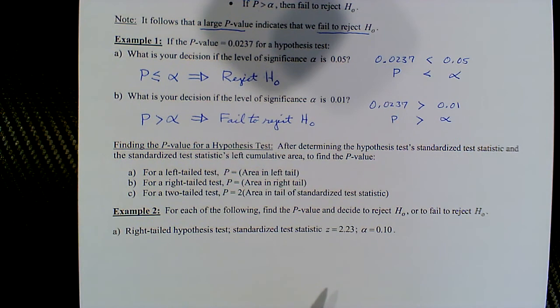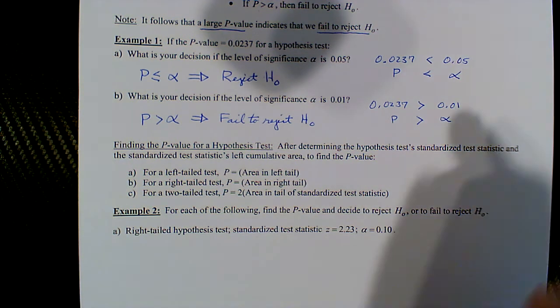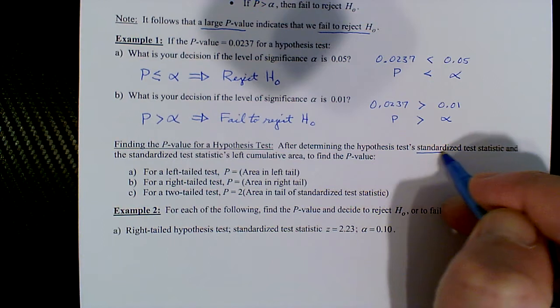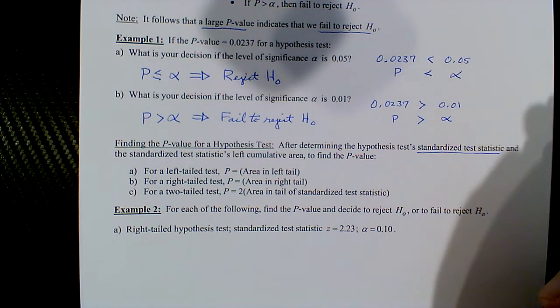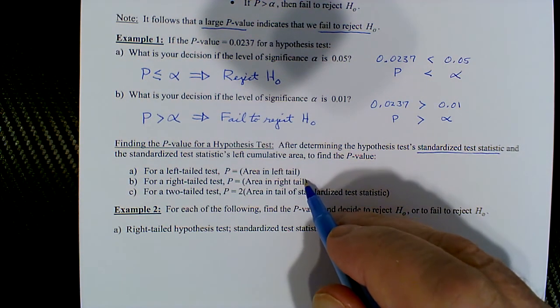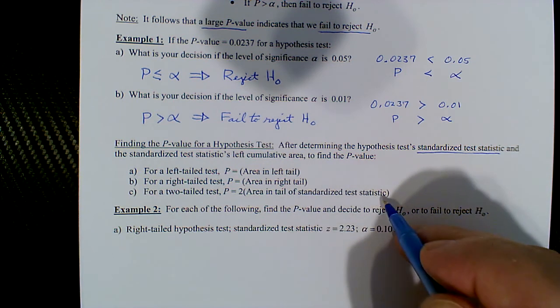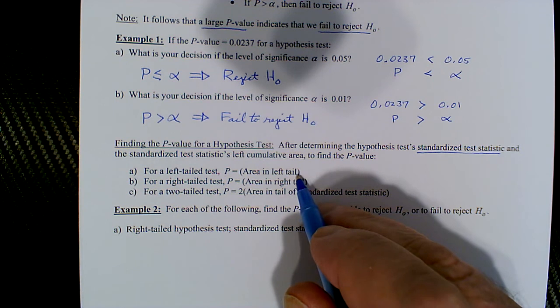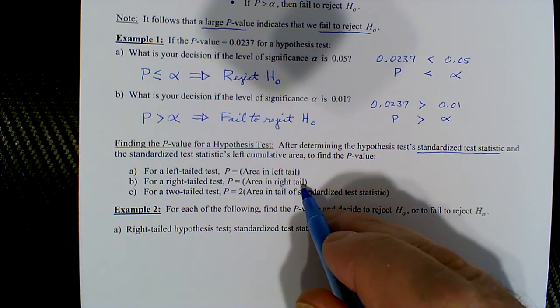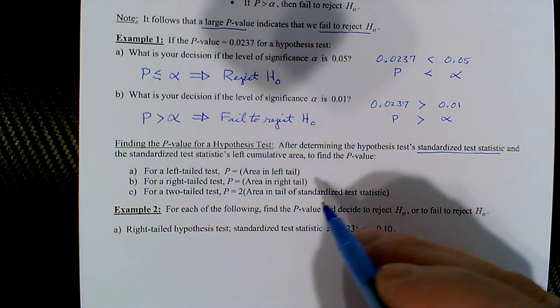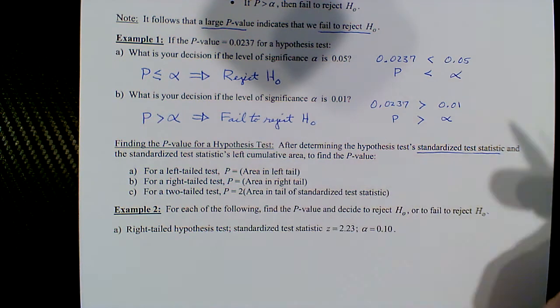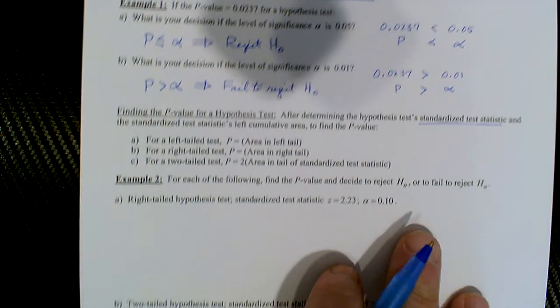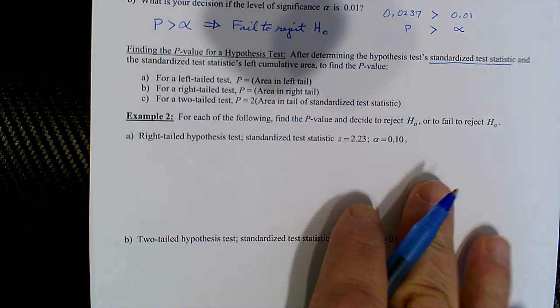Alright, when finding a p-value, it's basically just determined by the test statistic. And once we calculate that standardized test statistic, it's the area either in the tail, or if it's two-tailed, the area in both tails. So we basically say for left-tailed, it's the area in the left tail, for right-tailed, the area in the right tail, and for two-tailed, take twice the area in one of the tails. The tail is determined by the standardized test statistic.